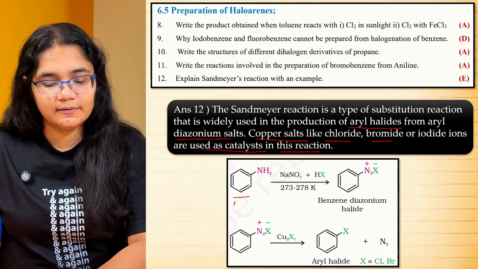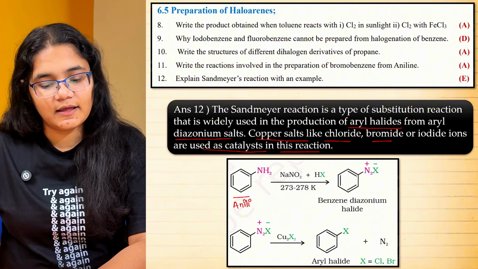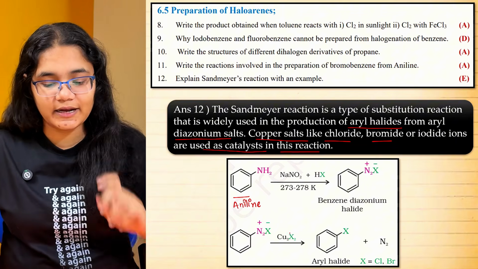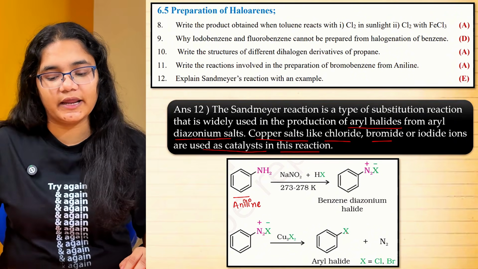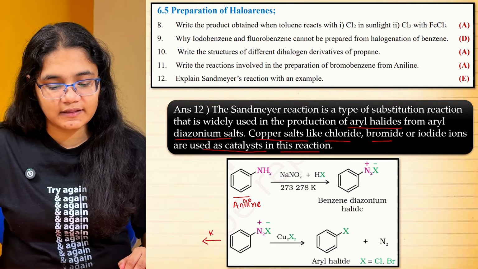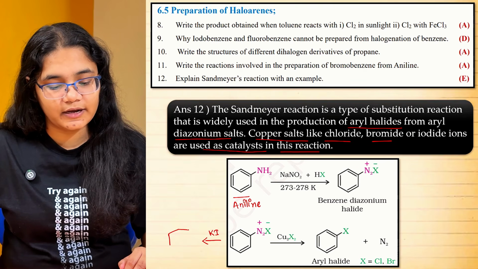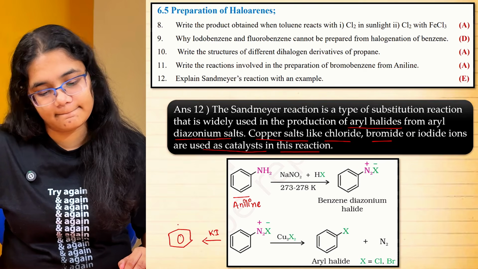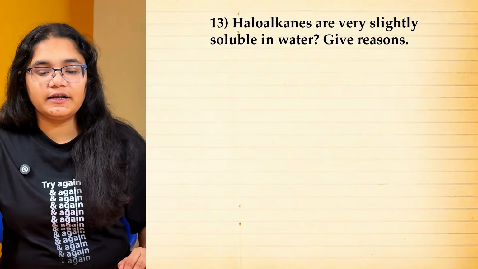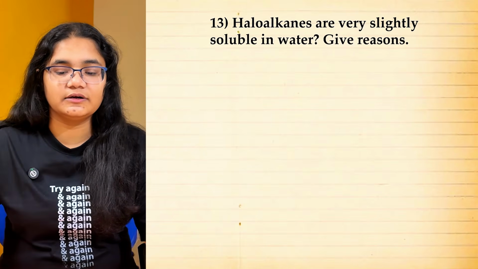So first aniline, right? Aniline with nitrous acid is converted to benzene diazonium chloride. Then with Cu2X2 you can get chloro or bromobenzene. Now from here, if you treat it with KI, okay, you can also get iodobenzene.